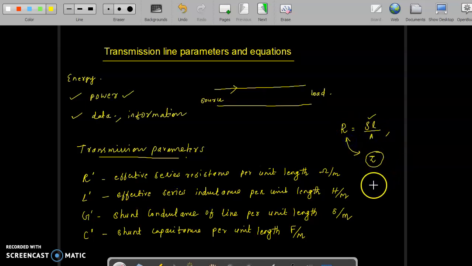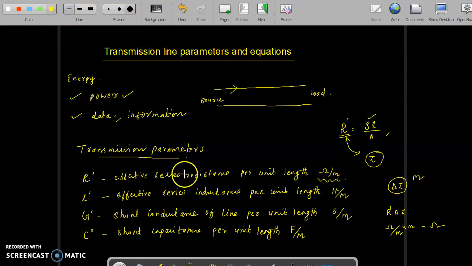If you take a very short transmission network of length delta Z, with delta representing a small quantity, then this is R per unit length, R dash. So the resistance can be written as R dash delta Z. The unit of delta Z is meter, and R dash is ohm per meter. So if you substitute ohm per meter times meter, you get the answer in ohm.